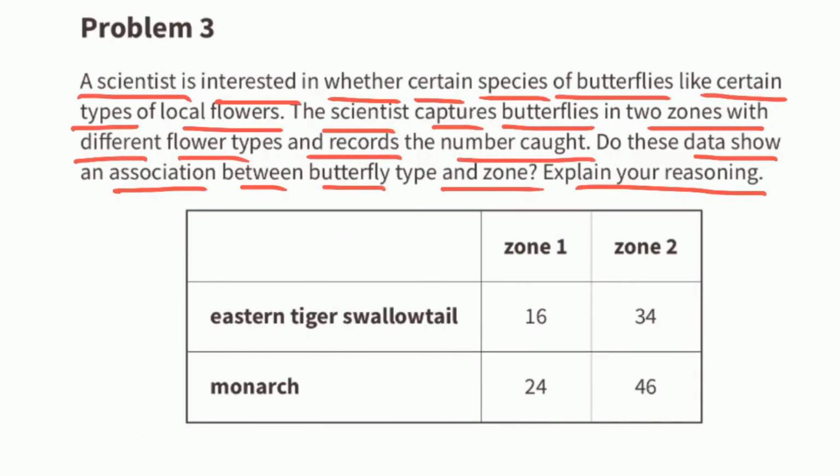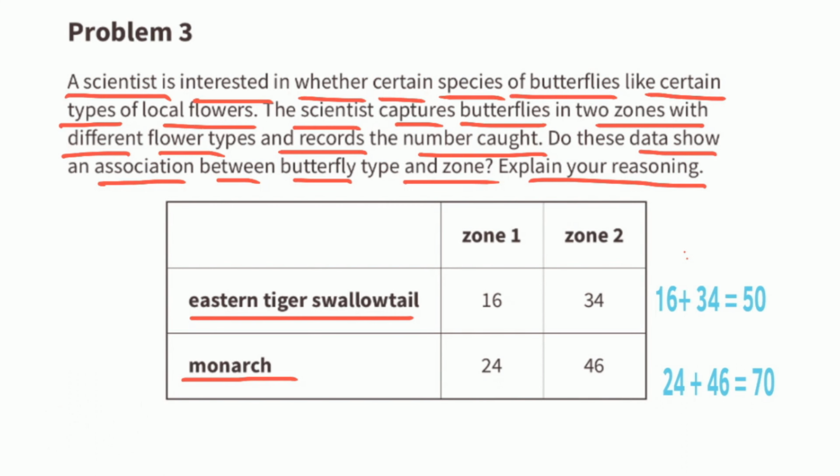Problem number 3. A scientist is interested in whether certain types of butterflies like certain types of local flowers. The scientist captures butterflies in 2 zones with different flower types and records the number caught. Do these data show an association between butterfly type and zone? Explain your reasoning. When he captured eastern tiger swallowtail butterflies, he captured 16 of them in zone 1 and 34 of them in zone 2. When he captured monarch butterflies, he captured 24 in zone 1 and 46 of them in zone 2.